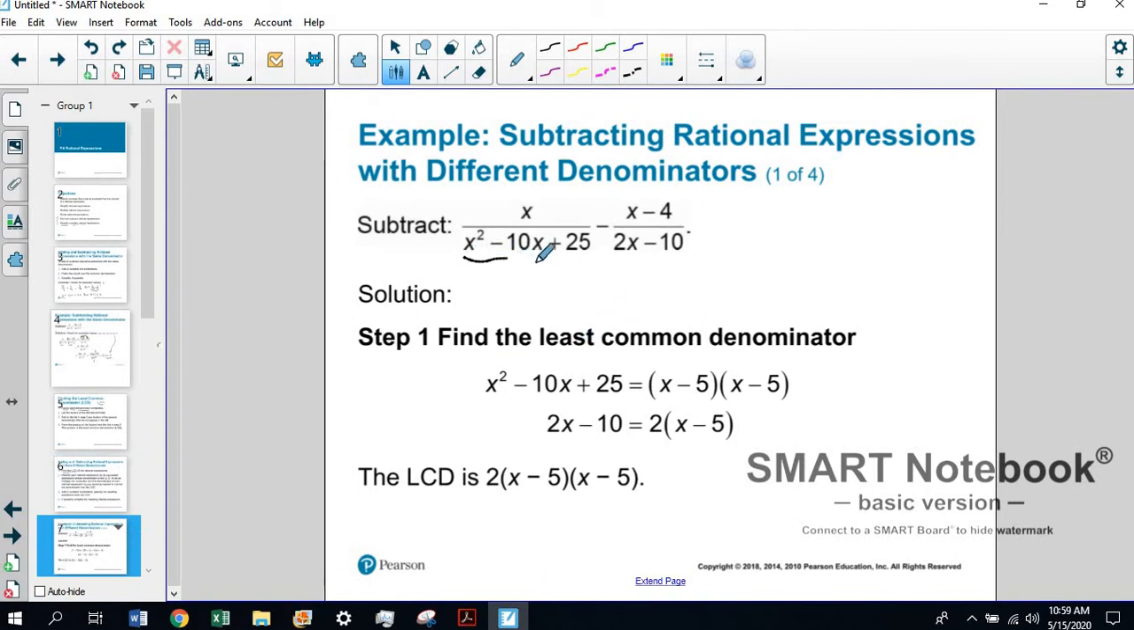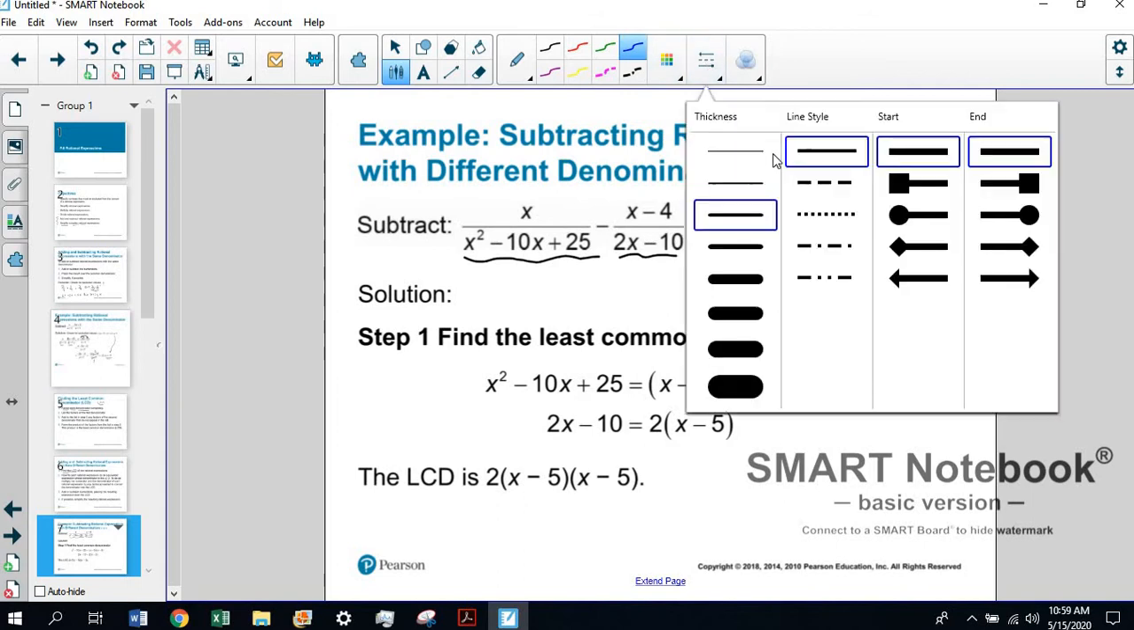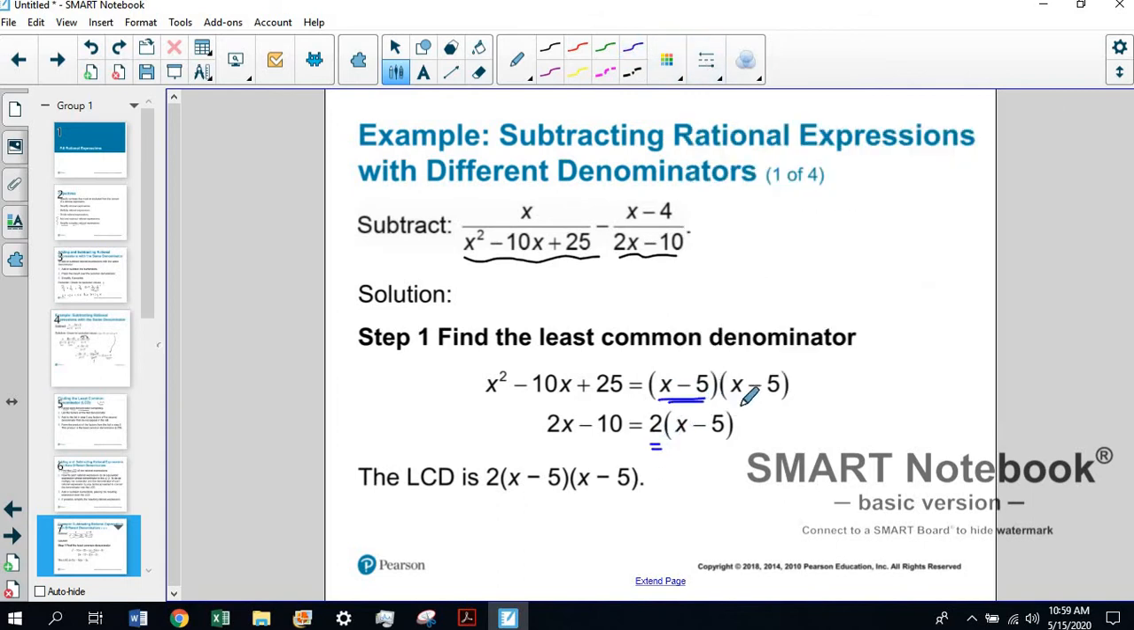Finding the lowest common denominator. The first thing you need to do to find the lowest common denominator is factor. So x squared minus 10x plus 25, that factors into x minus 5 times x minus 5, right? 2x minus 10 factors into 2 times x minus 5. So what are the factors of your denominators? The factors of your denominators are 2 and x minus 5. Those are the only two factors you've got. So you need to bring a 2 over, okay?